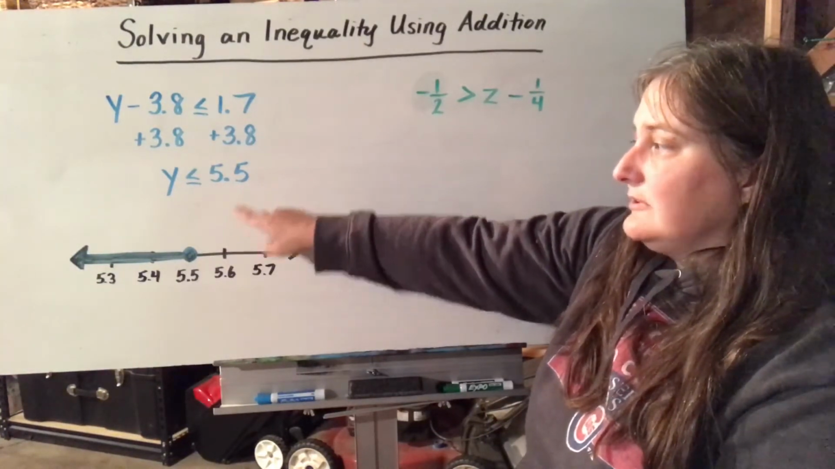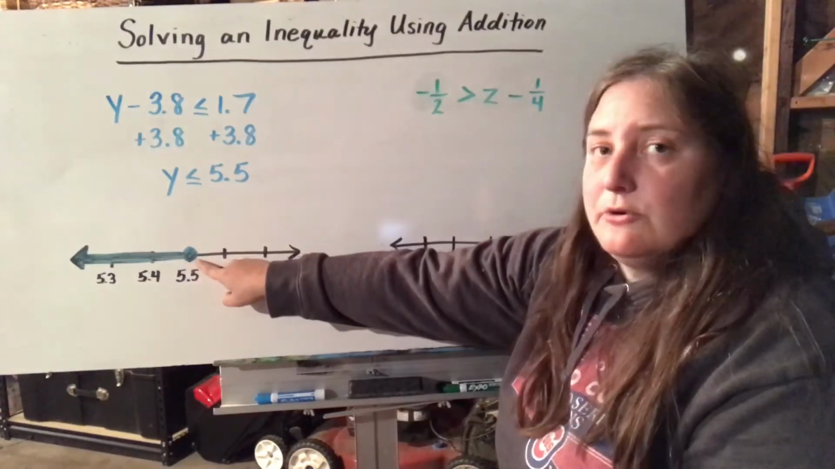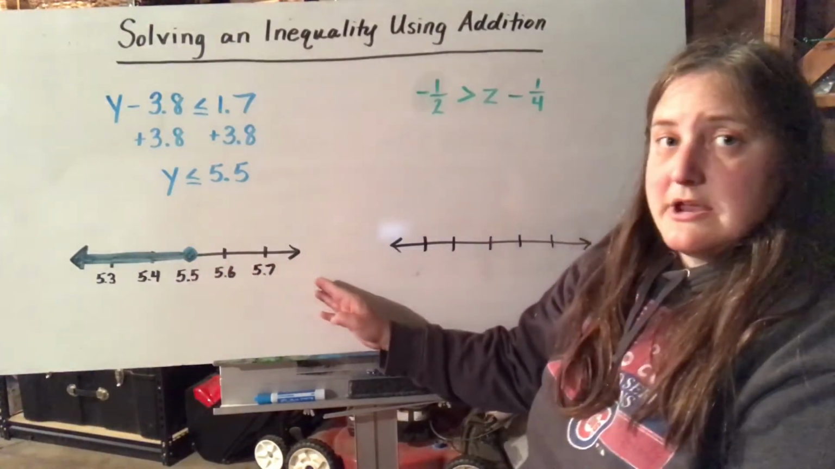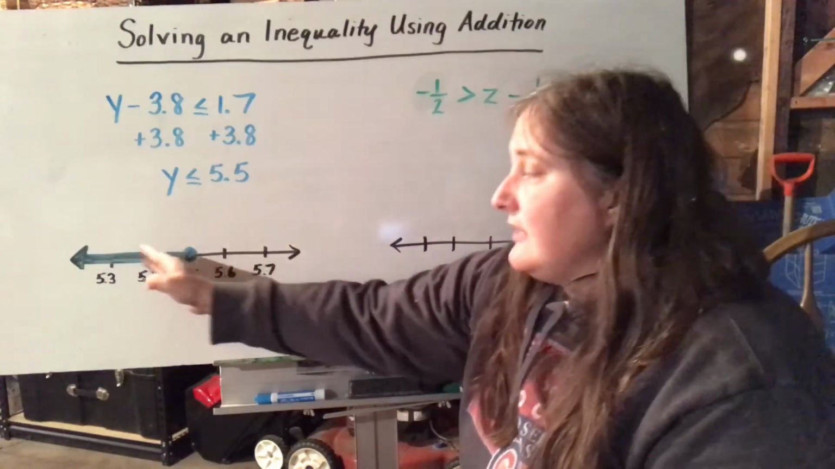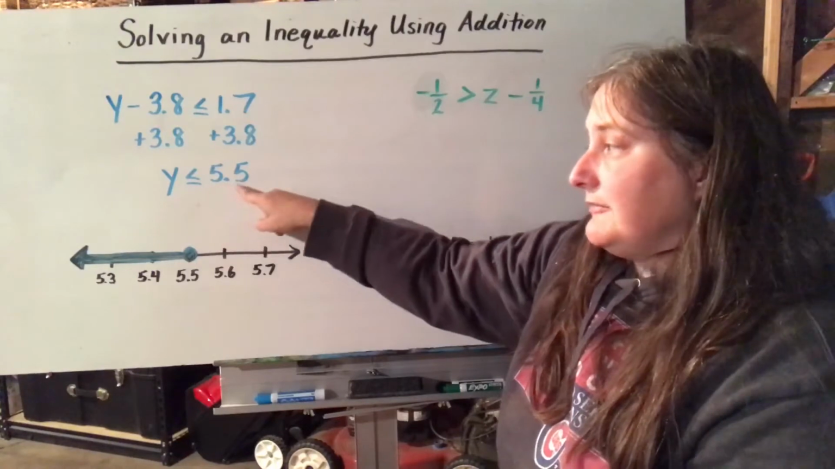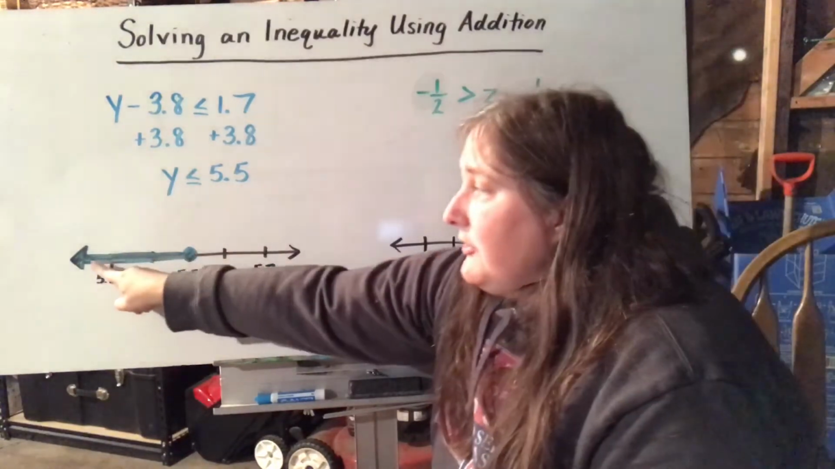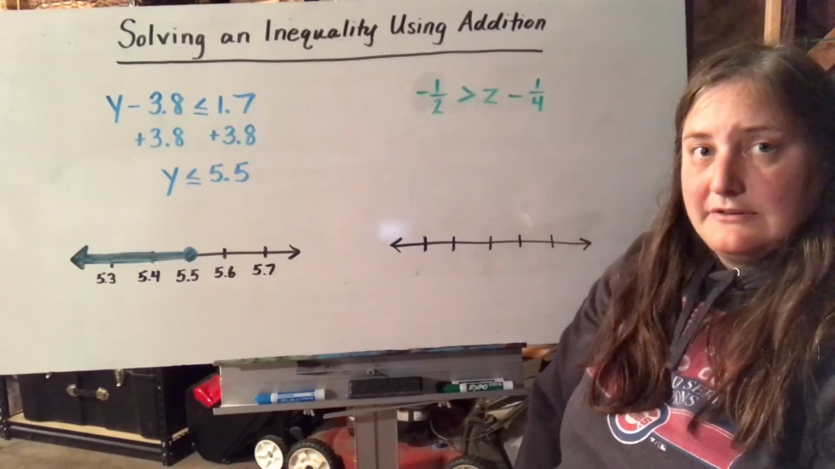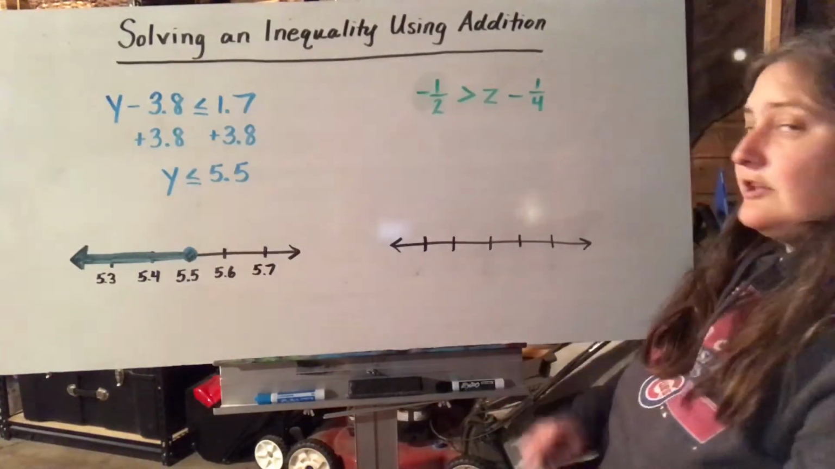Since it can be equal to 5.5, I'm going to put a closed circle at 5.5. On a number line, all the numbers to the right are getting larger and numbers to the left are getting smaller. Since y can be anything that's less than 5.5, I'm going to highlight all the numbers to the left, including the arrow, because I have solutions that will go on infinitely. Let's look at another example.